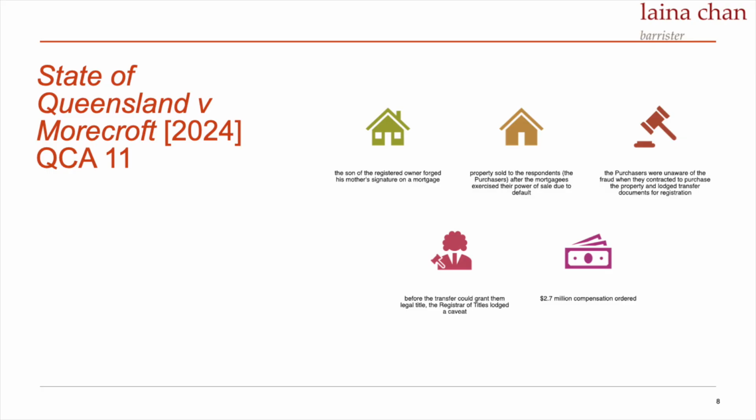It's run under the equivalent section in Queensland, and in this particular case, the son had defrauded his mother, basically, and had, as we are not surprised, forged the mortgage documents. When the mortgagee went to sell the property, before it could be registered, a caveat was placed on title. And so the purchaser negotiated and agreed to withdraw from the sale. But as a result, the purchaser brought a claim for compensation for $2.7 million under the Torrens Assurance Fund.